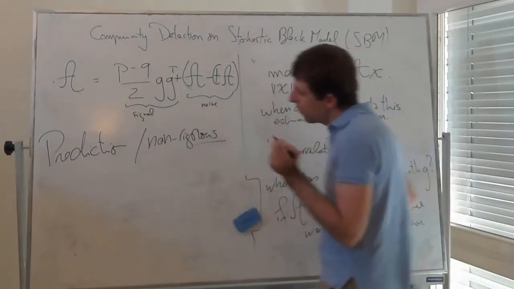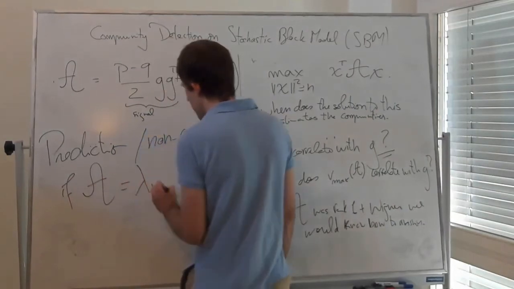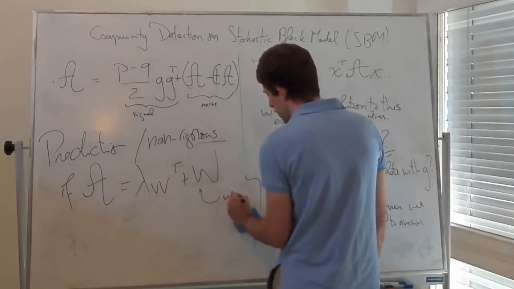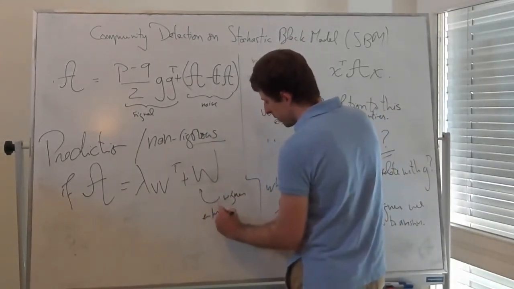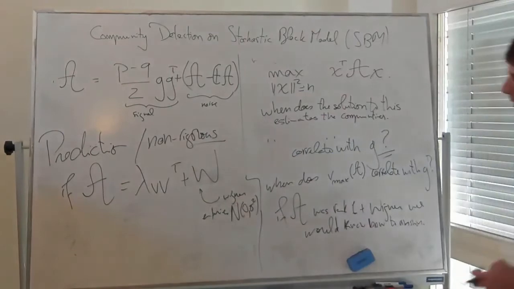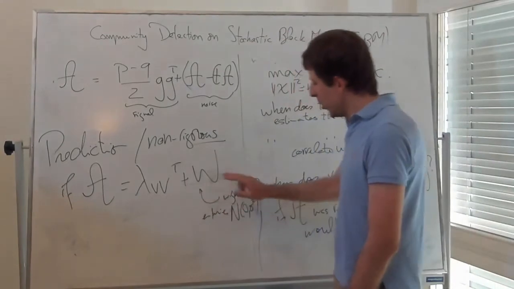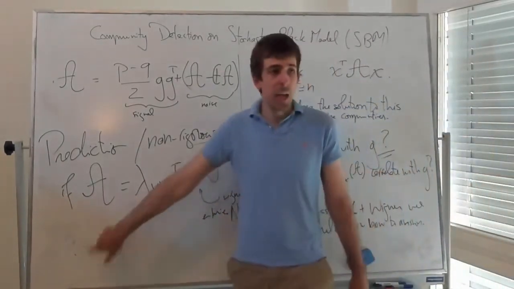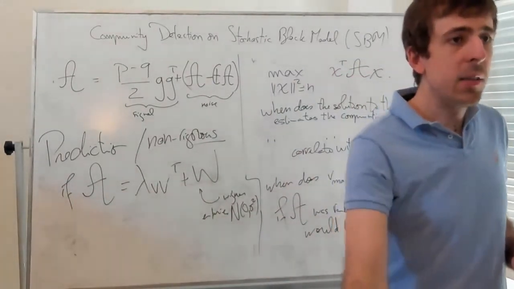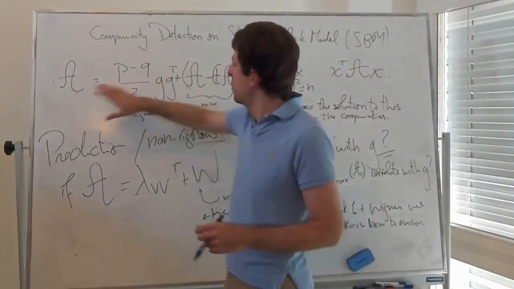Okay, so if we have that A was equal to some lambda V V transpose plus W, where W was Wigner, say with entries normal 0 sigma squared, then we would know how large lambda needed to be in order for the leading eigenvector of calligraphic A to correlate with V, right? Which is exactly what we want. We want to know when the leading eigenvector of this matrix correlates with G.